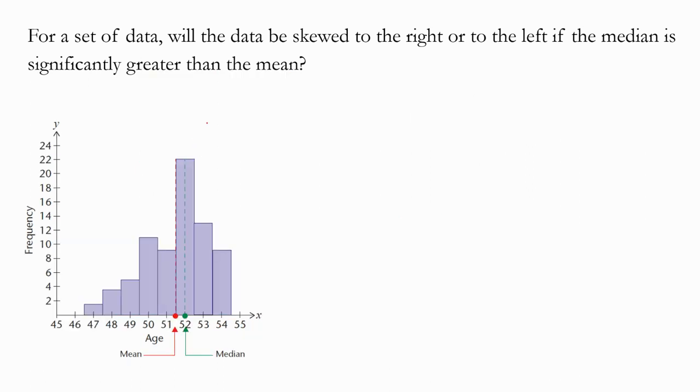Okay, let me just explain again. How is this data distributed? The skewness of the data here will be negatively skewed. You see that? When it's negatively skewed, there's more data on the right side of the distribution, with fewer lower values on the left.